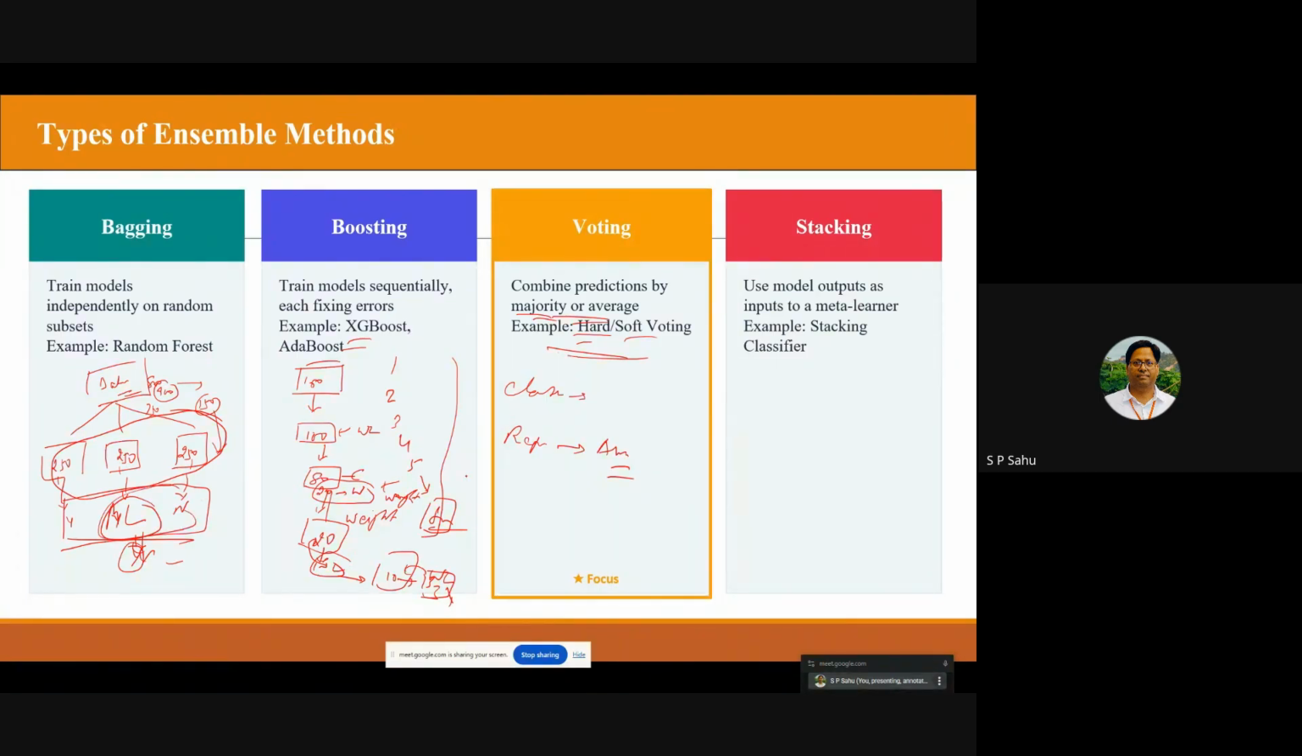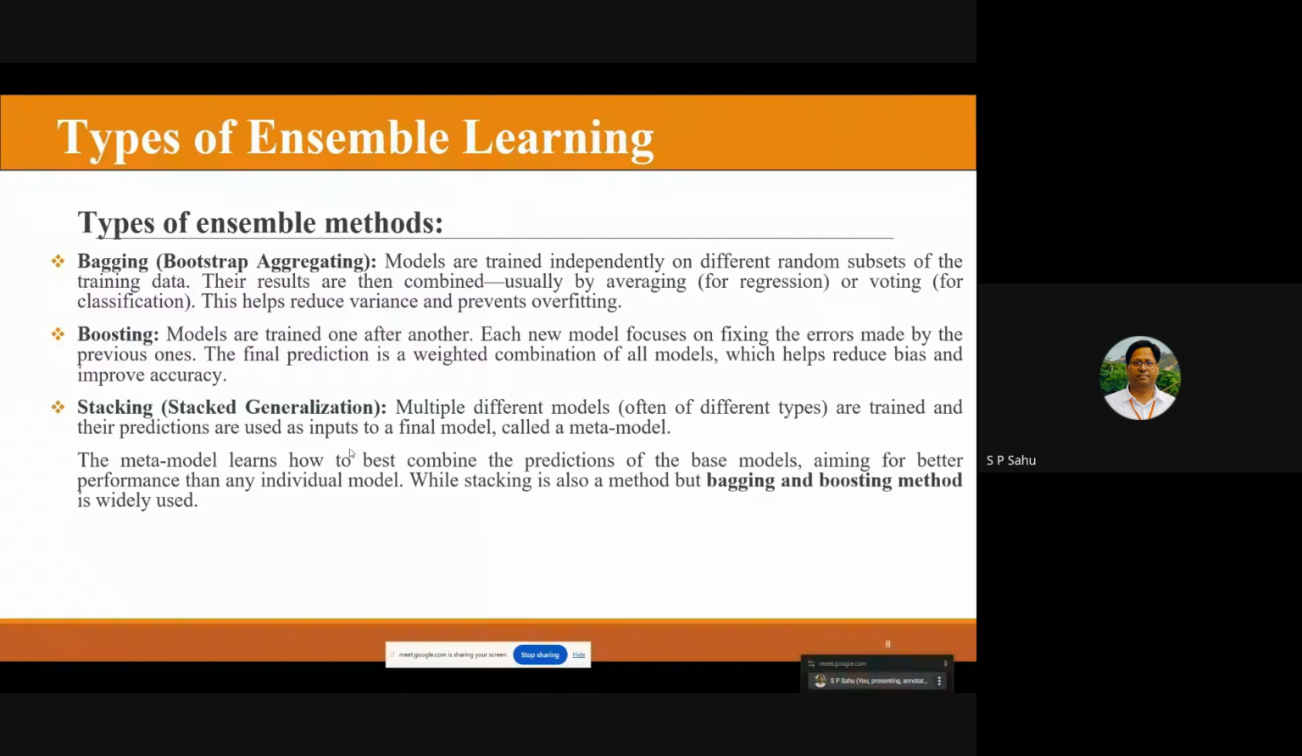Okay, so it is the same as bagging. Stacking is based on stacking in parallel, but the output is held until the meta learner is applied, and the meta learner finally gives the response for the final output. So this is all about bagging, boosting, and stacking.